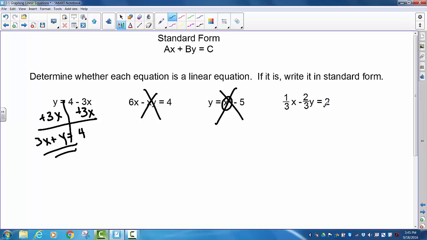We're going to make all the denominators a 3. So 3 goes into 3 one time. 1 times 1 is 1, x. 3 goes into 3 one time. 1 times 2 is 2, y. And 1 goes into 3 three times. 3 times 2 is 6. And that's our linear equation in standard form.